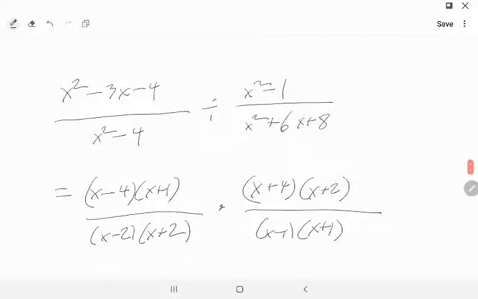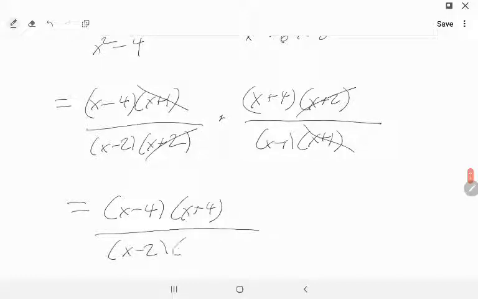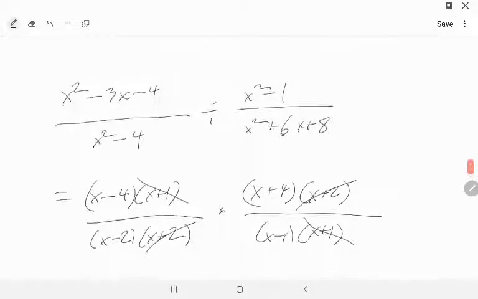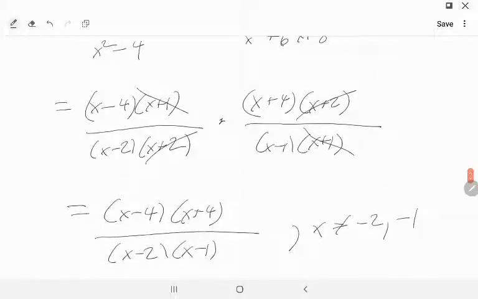And so we notice that the x plus 2's go away, the x plus 1's go away, and we're left with the quantity x minus 4 times the quantity x plus 4, all divided by the quantity x minus 2 times the quantity x minus 1, as long as x isn't. And now we have to be a little bit careful because we're restricting x can't be negative 2, it can't be negative 1, but we also have to pay attention to that numerator. It also can't be 1, positive 1.